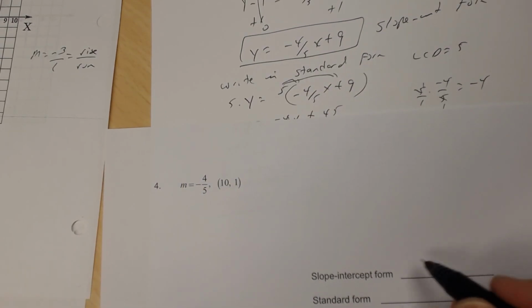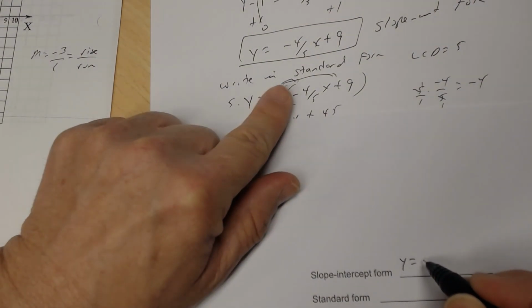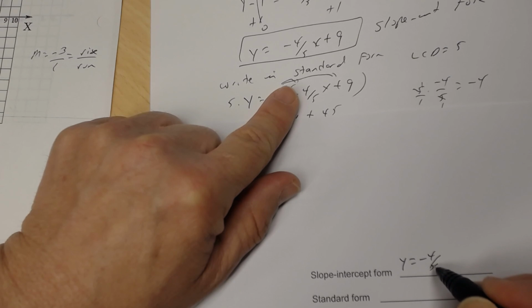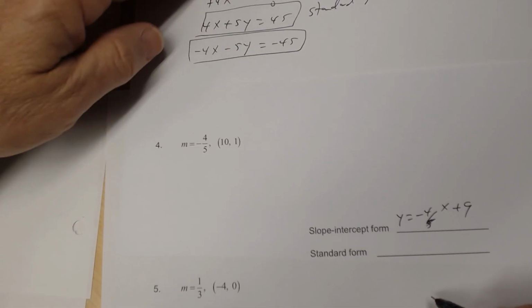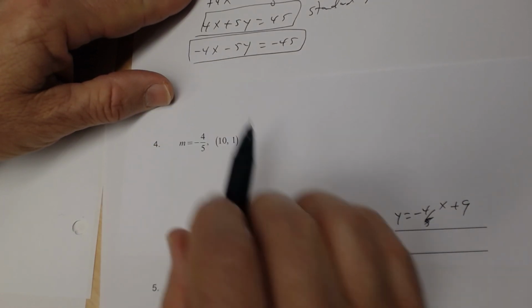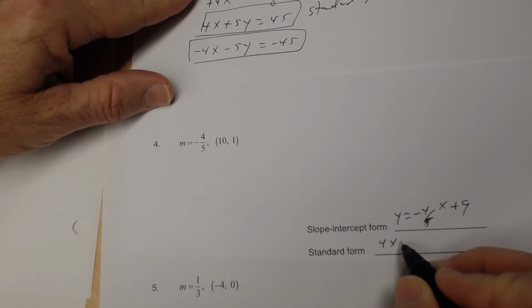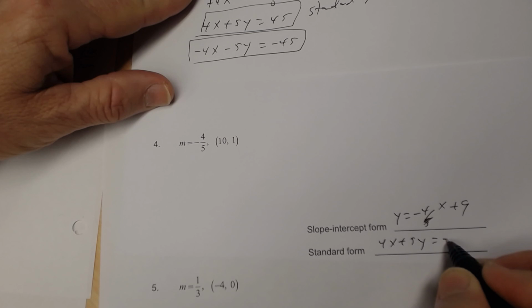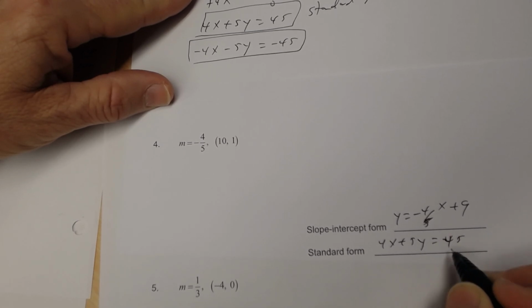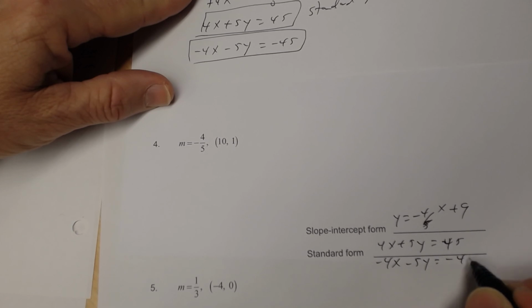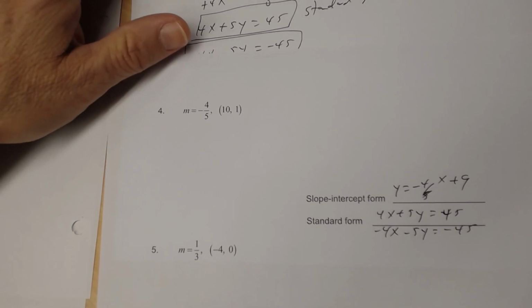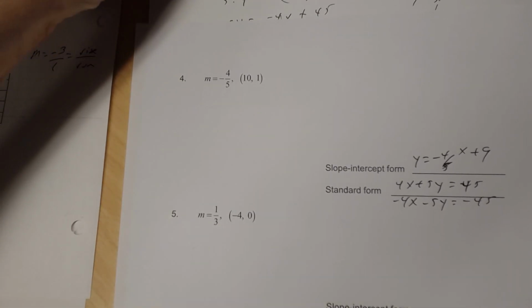So your answer is going to be for slope-intercept form, y equals negative 4/5 x plus 9. And then standard form, you can write either one of these. So it'll be 4x plus 5y equals 45, or negative 4x minus 5y equals negative 45. All right, number 5.